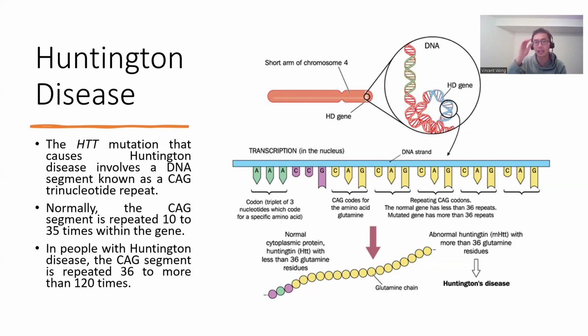So let's say the person has like 30 repeats. And then when they make their gametes, that increases to like 34. And then in the next generation, maybe there's another mistake, and that pushes it over the threshold of 35, then the person might develop Huntington disease. This is actually a dominant condition. So if a person has Huntington disease, their kid might have a 50% to 100% chance of getting it, depending on whether the person is homozygous or heterozygous.